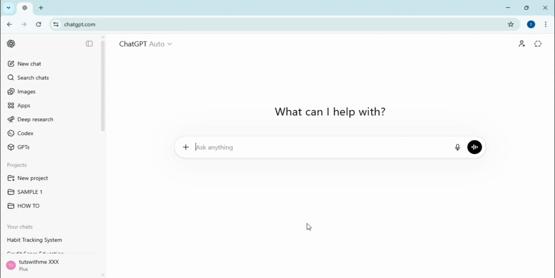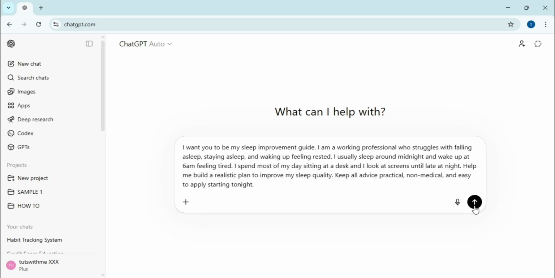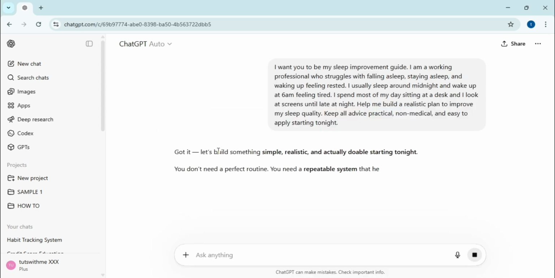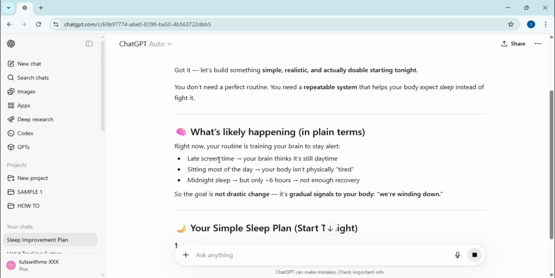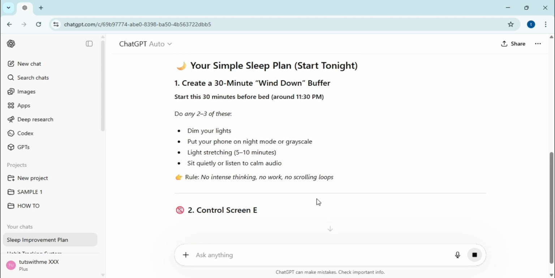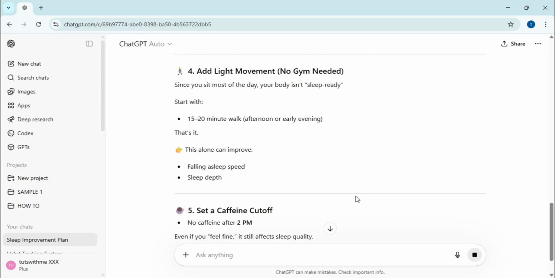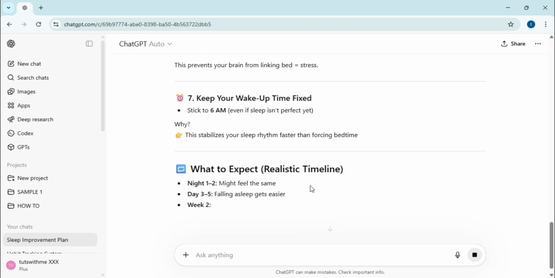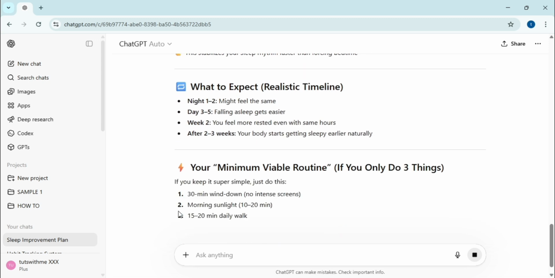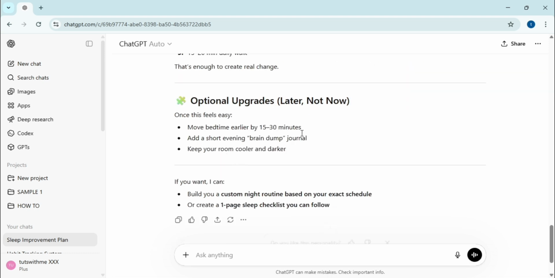In this video, I will show you how to use ChatGPT for sleep improvement tips. I start by asking ChatGPT to build a sleep plan for a professional who struggles to stay asleep and feel rested. The AI suggests a plan centered on a 30-minute wind-down buffer and morning daylight to reset the internal clock. This focuses on sending gradual signals to the body to prepare for rest rather than forcing a sudden, unsustainable change.